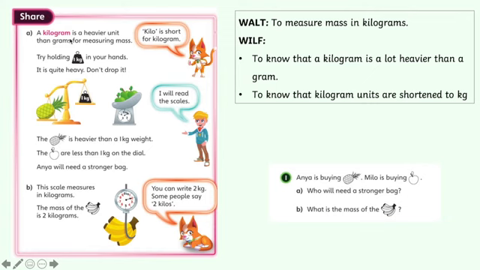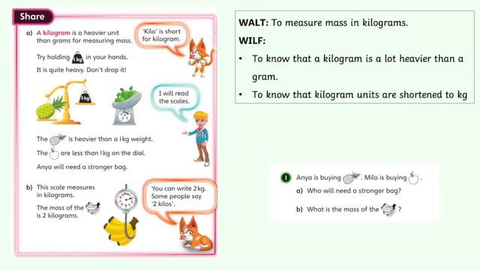A kilogram is a heavier unit than grams for measuring mass. So just like we have centimeters, which are a unit for measuring, and we have meters, which are also a unit for measuring, but a meter is bigger, and in fact we also have kilometers, which are even bigger than meters. We have grams and we have kilograms, which are much bigger than grams. Now, we can't do this, unfortunately. We can't hold 1 kilogram in our hands, but if we did, we'd be able to feel how heavy it is. It's quite heavy.